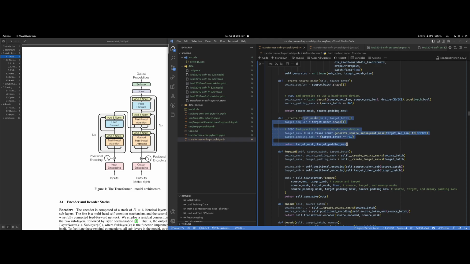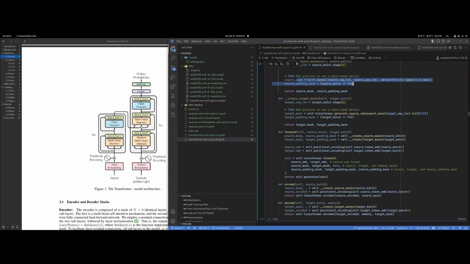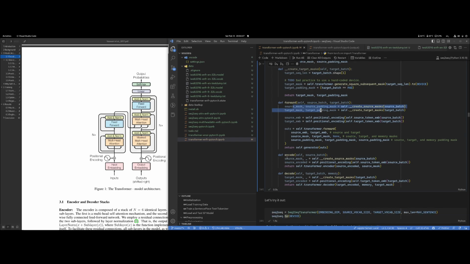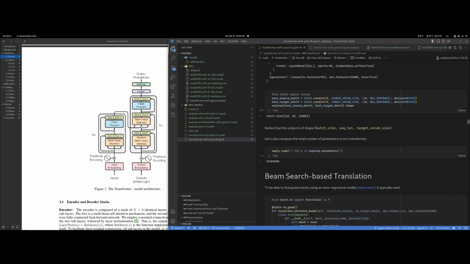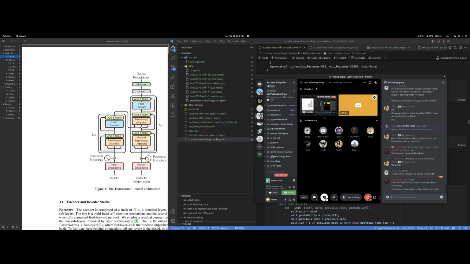For the encoder I'm simply not using anything, so it's just all zeros. There's actually no mask in the source, but it's just to keep the code generic. That's why I'm doing this. And I think that's about it. I just want to see whether there's any question.